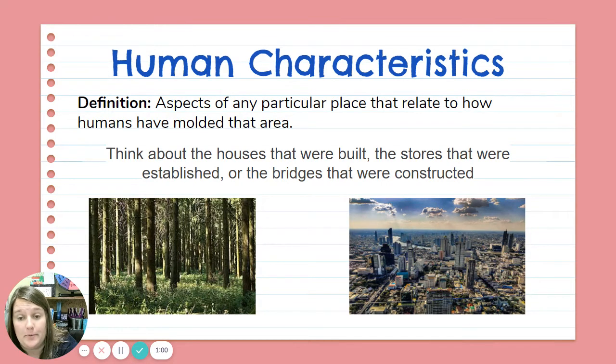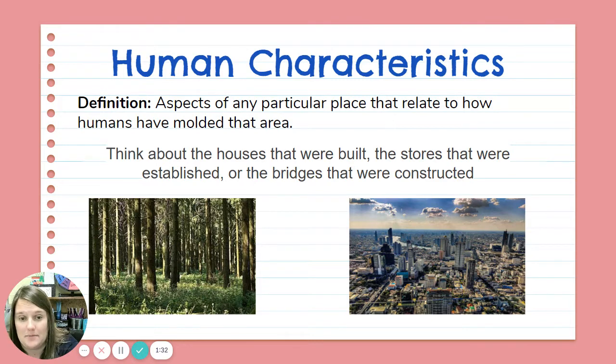So I want you guys to get out a notebook and take notes on the definitions of these things that we use to tell different regions apart. So first we have human characteristics. This is any part of a place that relates to how humans have interacted with the area. We all don't live in woods. We have built things. We have built industries and businesses. We've built schools even. Those are human characteristics. Think about houses and neighborhoods, how we have those popping up all around us.